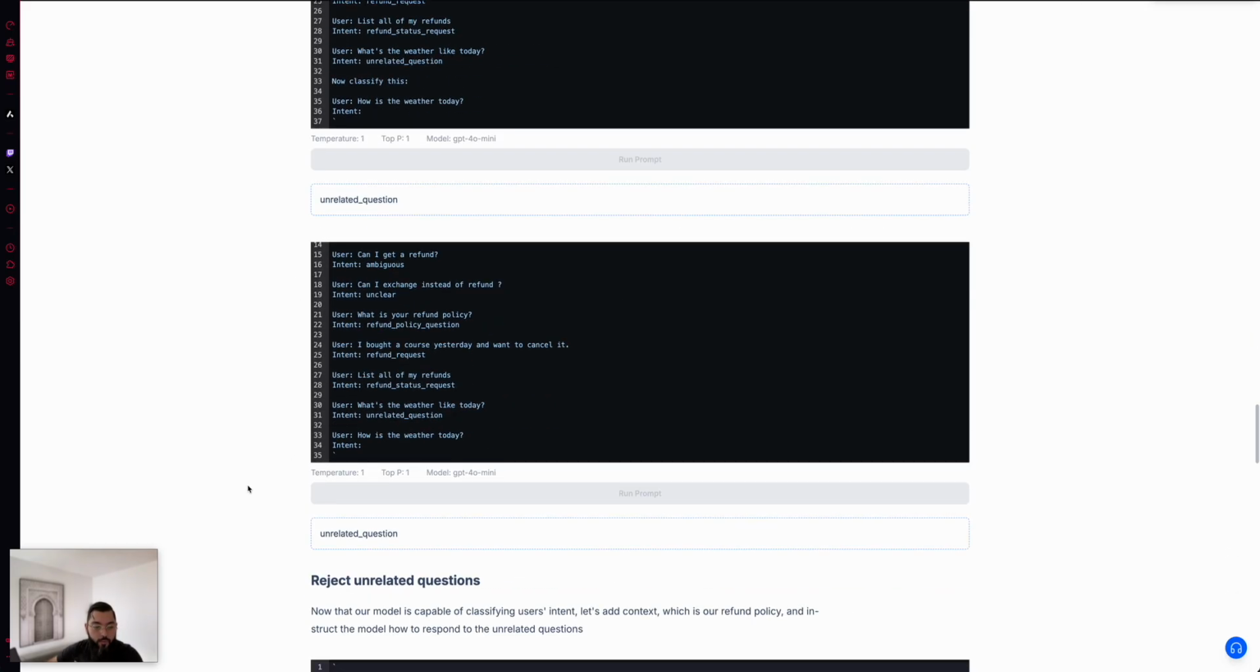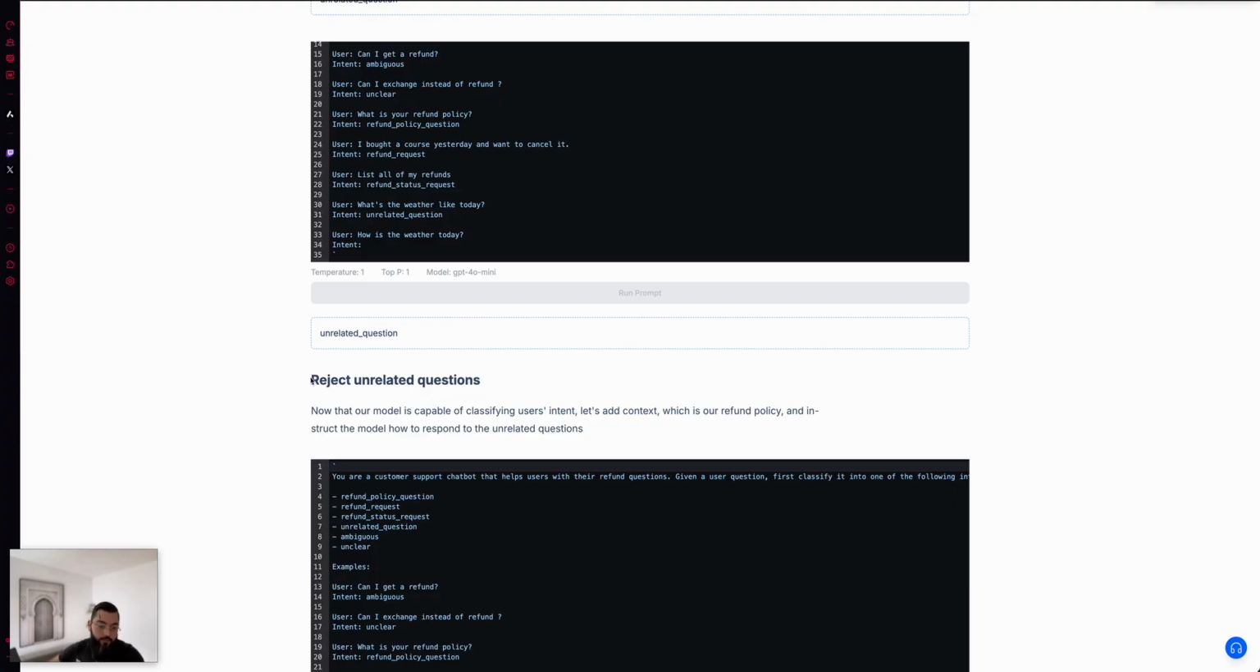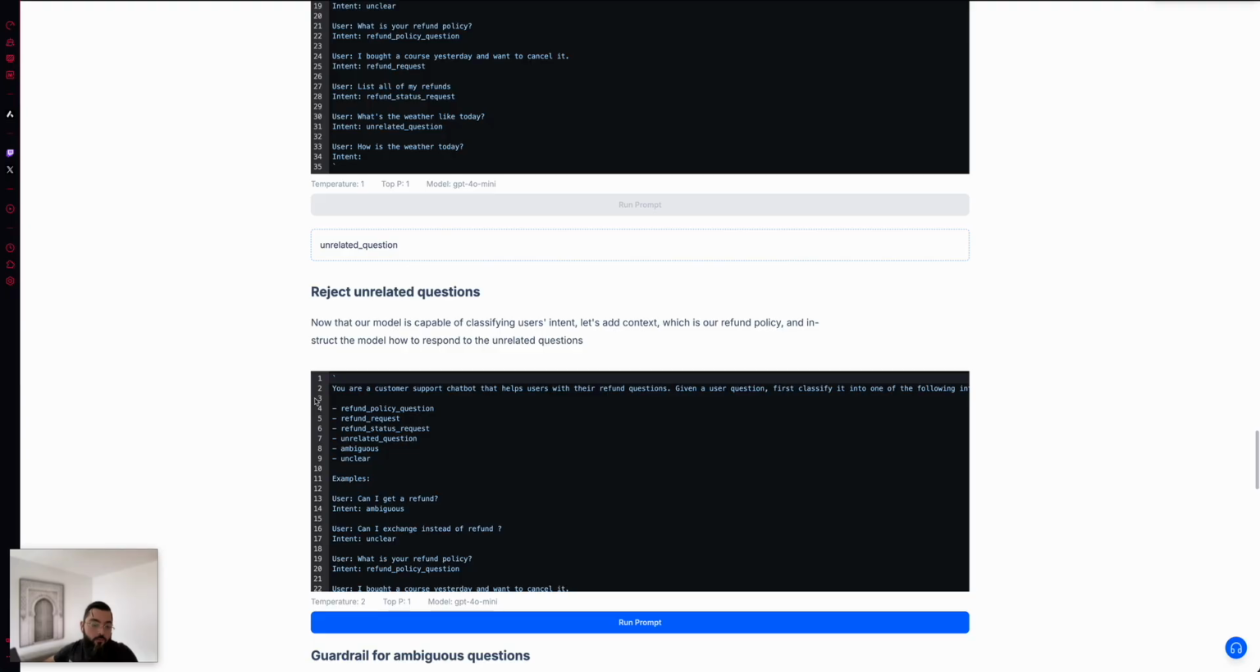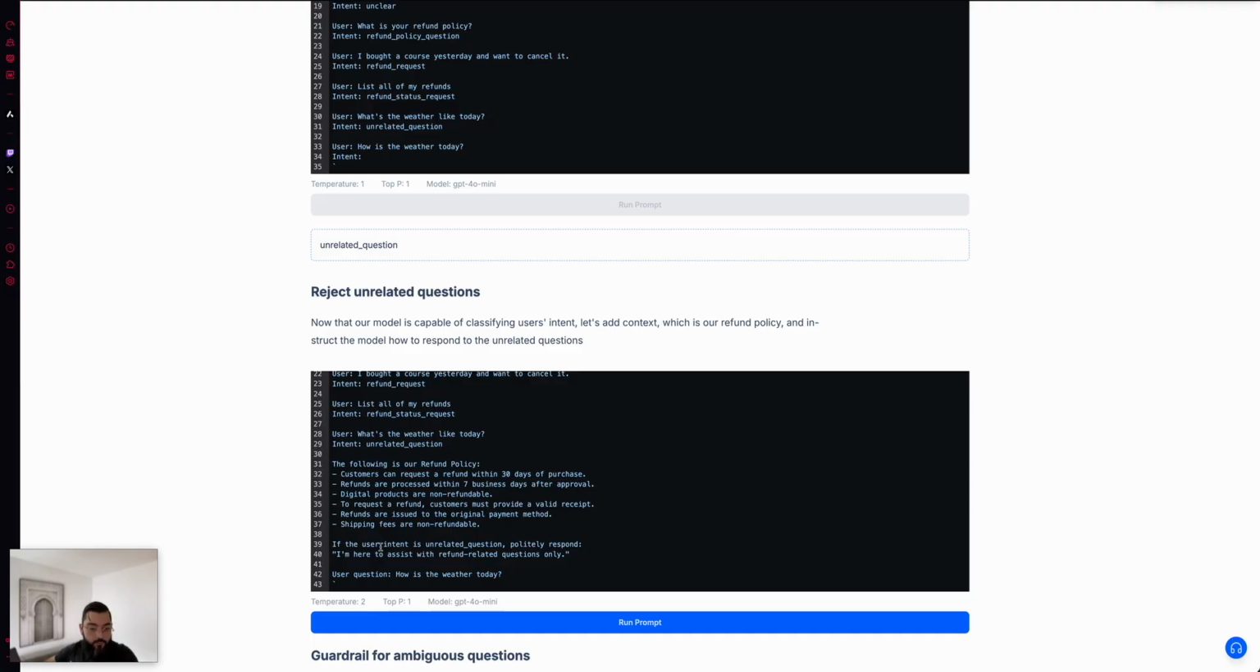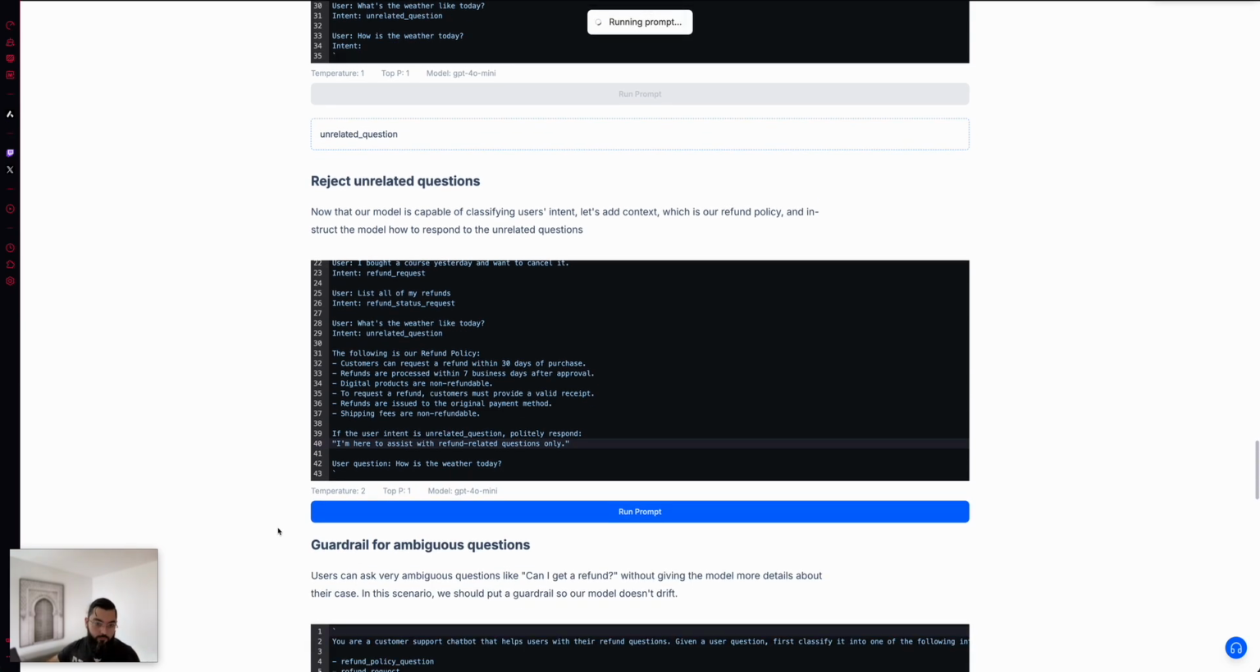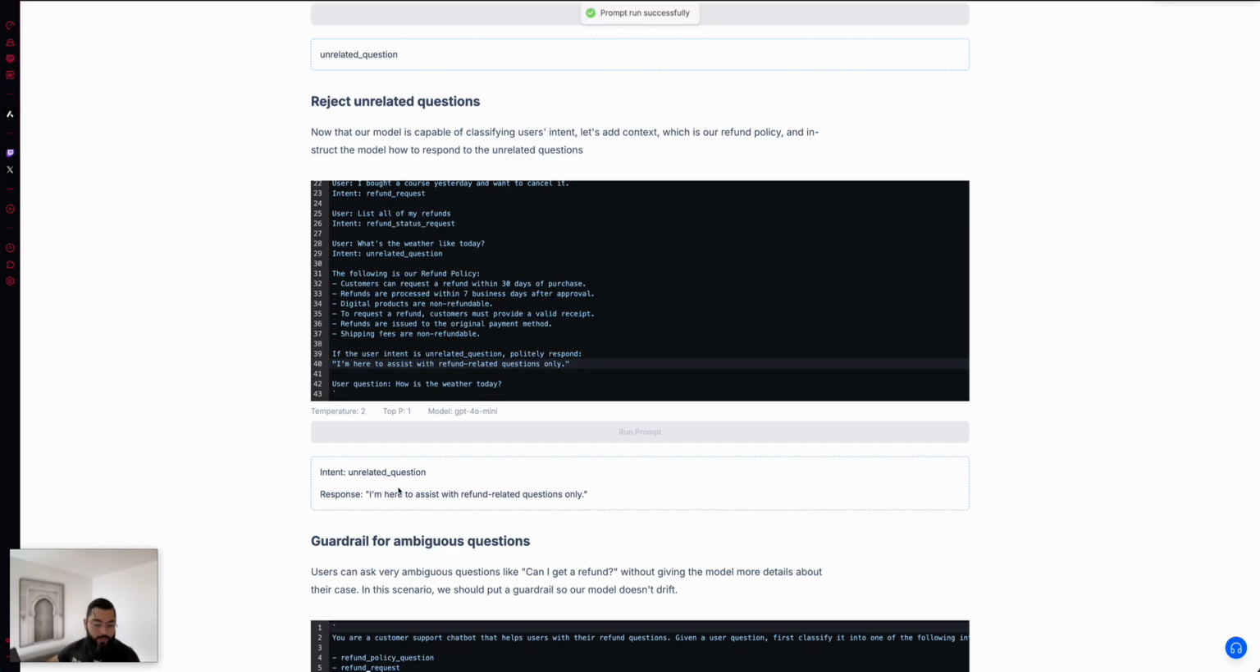So in this case, when we can classify user intent, I recommend having different types of classification, more categories. We can use guardrails to prevent bugs in our response. So one guardrail we can put in the response is rejecting unrelated questions by simply saying, if the user intent is unrelated question, do this. For example, the answer is, I'm here to assist with refund related questions only. So let's see what the LLM answer will be here. We classified the user question as unrelated, and the answer is, I'm here to assist only with refund related questions.